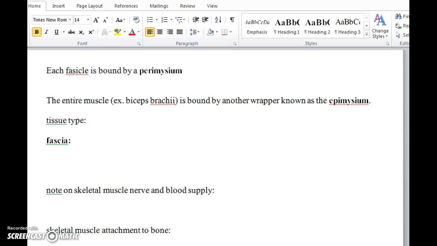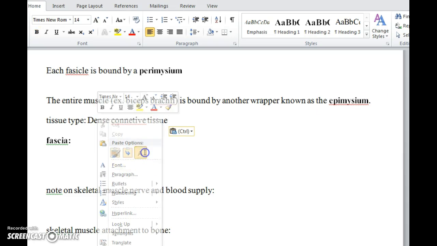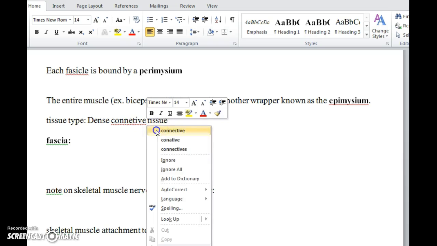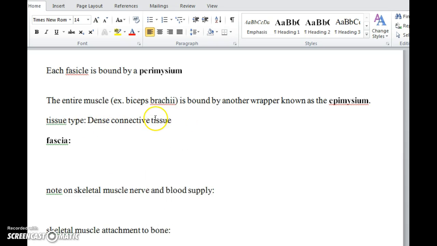Guys, tell you what. On tissue type, let's write something here. Dense connective tissue. It's tough. It looks kind of like wax paper, but it's really tough and kind of fibery. It's like a really very thin leather. All right, fascia.